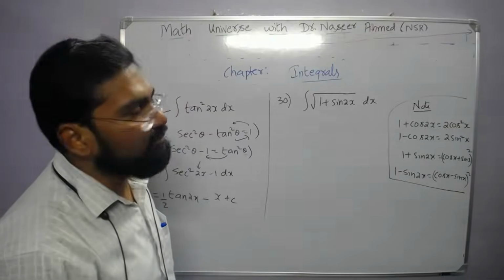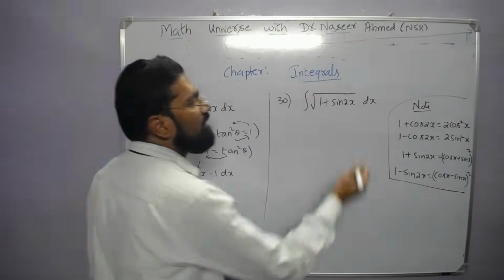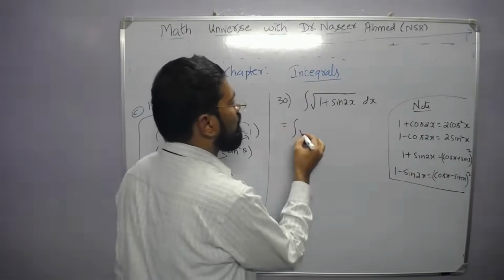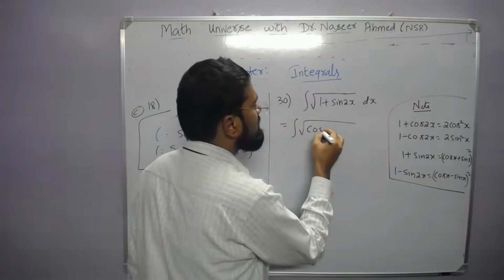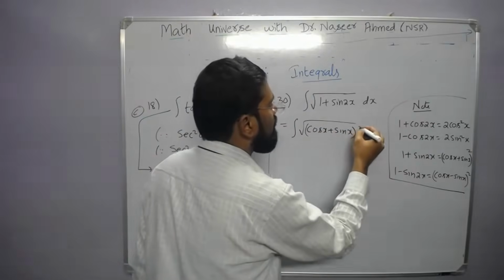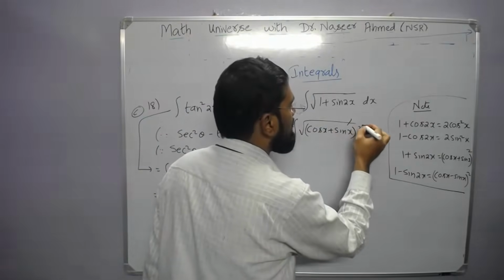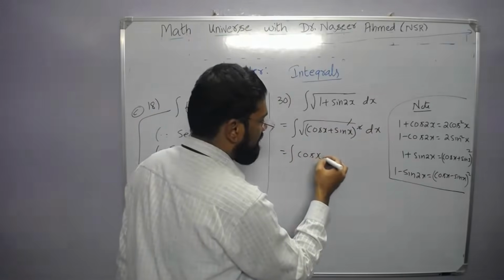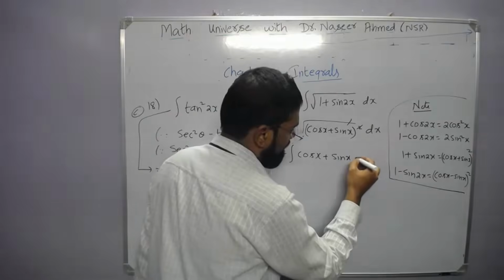A very important point to remember. Now see carefully. 1 plus sine 2x is this. So I can rewrite the square root as it is. Then I'll have cos x plus sine x, the whole square. Now root and square will get cancelled. Remaining is what? Cos x plus sine x.